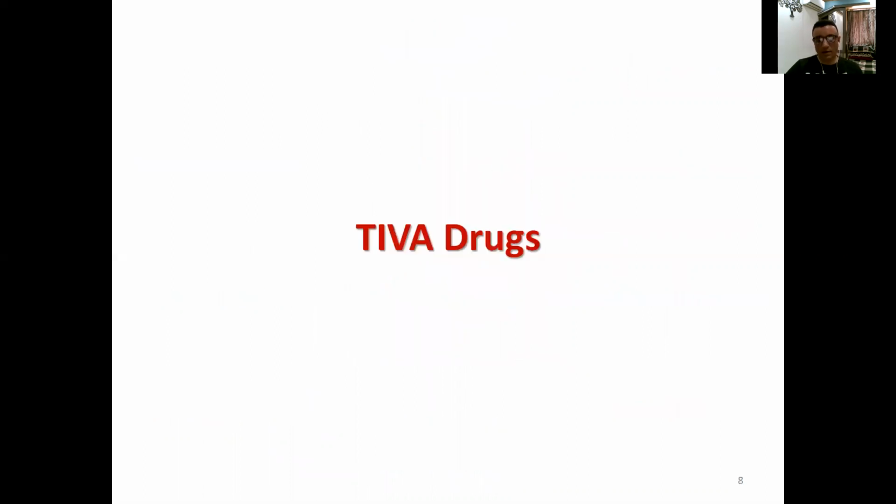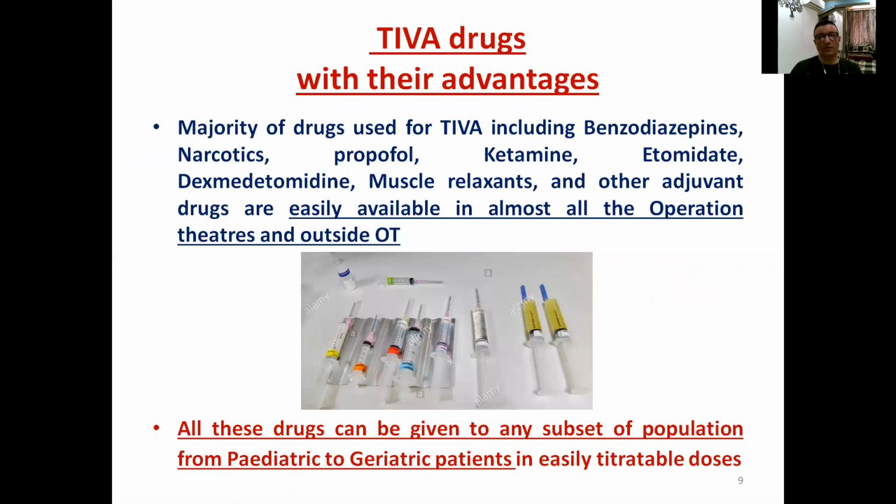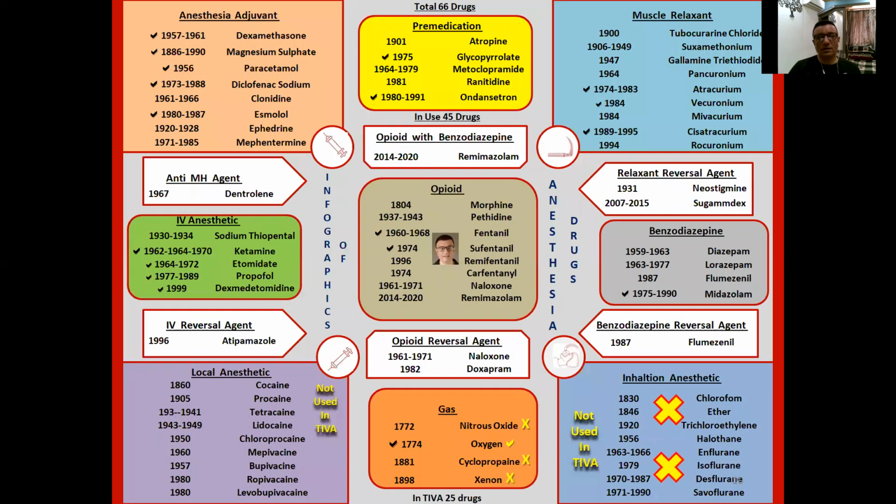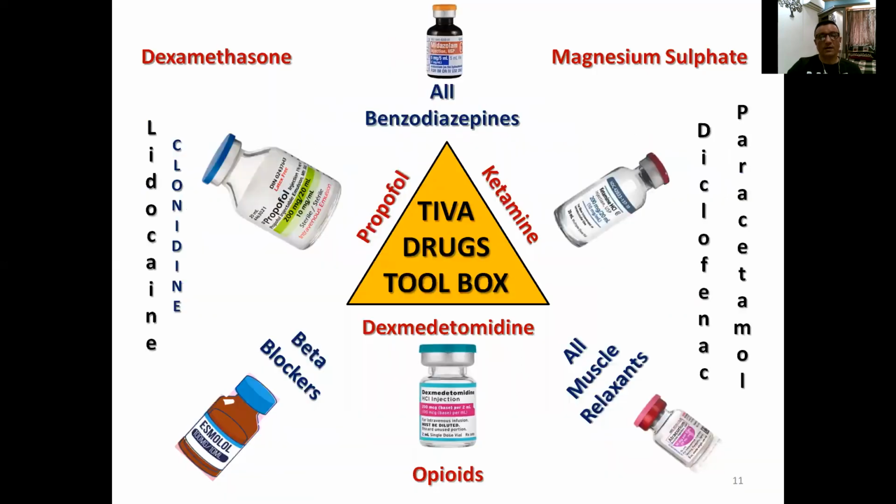So coming to the TIVA drugs, which are the TIVA drugs and their advantages. The majority of drugs used for TIVA, including benzodiazepine, ketamine, narcotics, propofol, etomidate, dexmedetomidine, muscle relaxants, and other adjuvants are easily available in almost all operation theaters and outside OT. And the beauty of TIVA is that all these drugs can be given to any subset of population from pediatric to geriatric in easily titrable doses. Over the last 180 years, more than 65 drugs were invented, and 45 drugs are in use, and in TIVA, more than 25 drugs we are using.